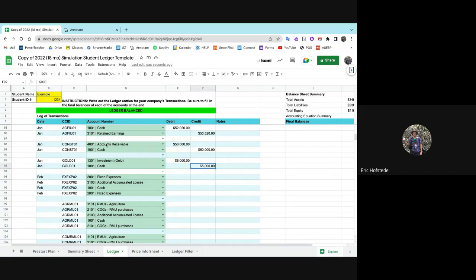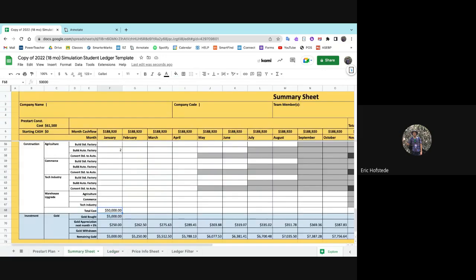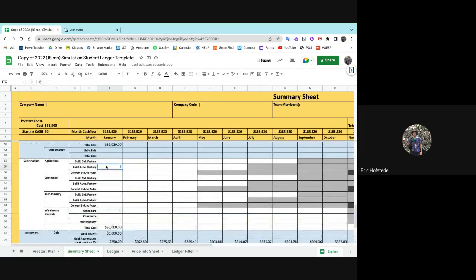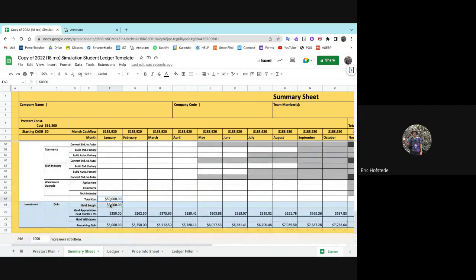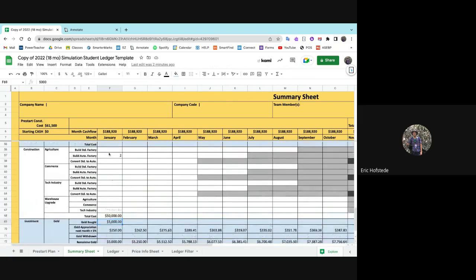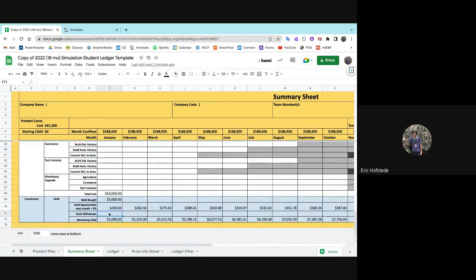So when we submitted our construction that month for two agriculture auto factories, totaling $50,000, on that same form, we would have entered buying $5,000 of gold. At the end of your construction form, every time you submit it, there is a section for buying or selling gold. If you sell, that would be gold withdrawn, but you can't do that if you don't have any. If you are buying any gold, that's going to be input here.